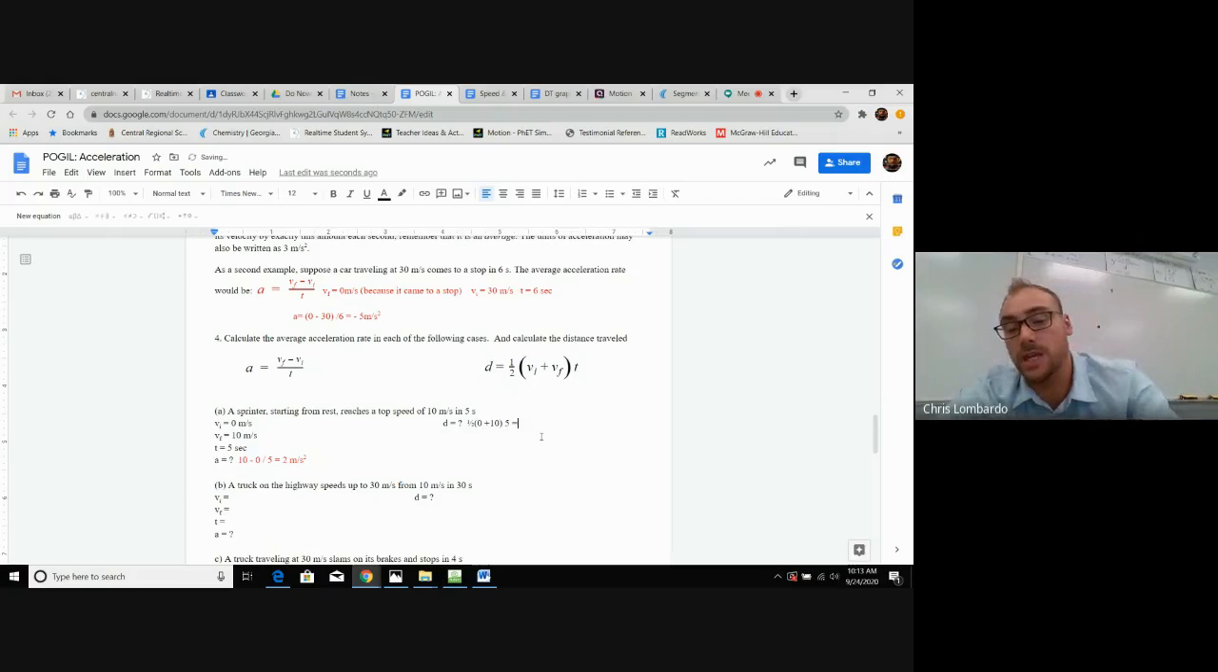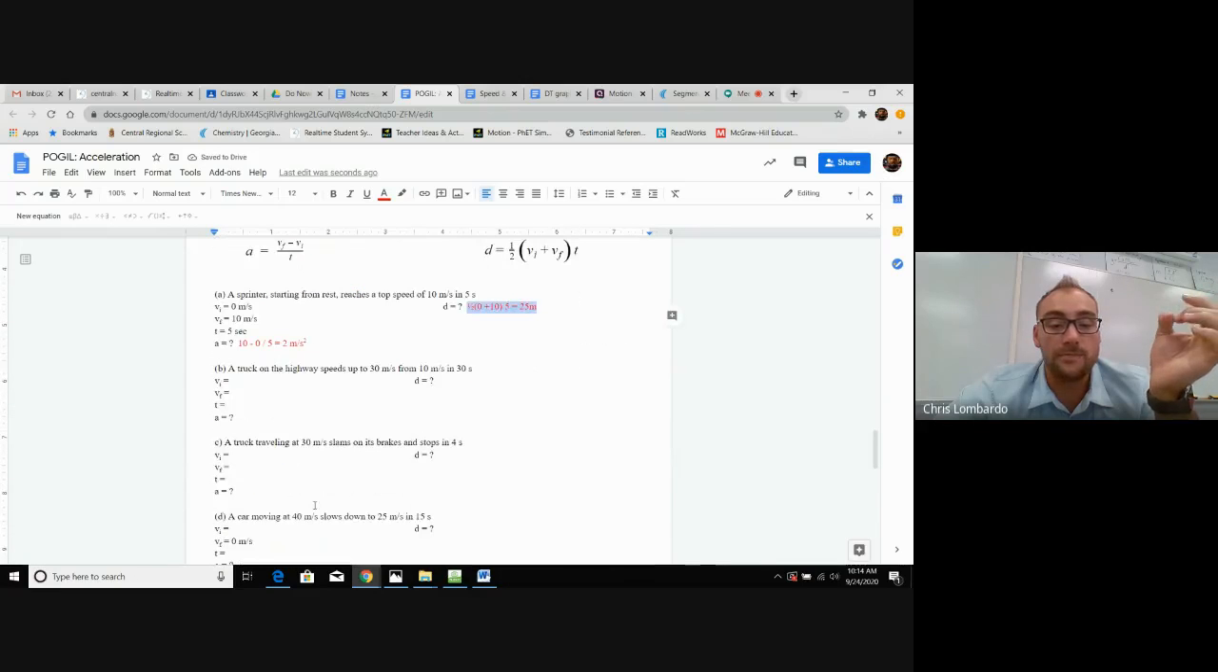So you're going to plug that into a calculator. 1/2 of what's inside times the time. So 0 plus 10 is 10. Half of 10 is 5. 5 times 5 is going to give us 25 meters. Okay, and you highlight your work, show it in red. And you go through and you do that with all of these.